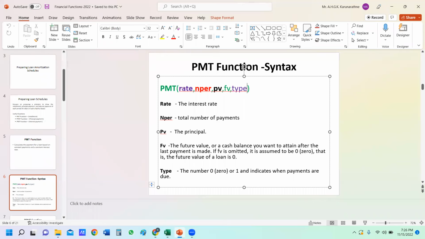So these are the variables. Rate, we know, is the interest rate. NPER is the number of installments, present value is the loan amount, and future value is the amount if you are going to generate or create a saving. Usually it is not relevant in most cases. And type, again, you can ignore, because if you ignore it, it will be taken as zero. Zero means the cash flow is assumed to occur at the end of each period. Yes, in a loan repayment arrangement, installments are paid at the end of each period. Okay.